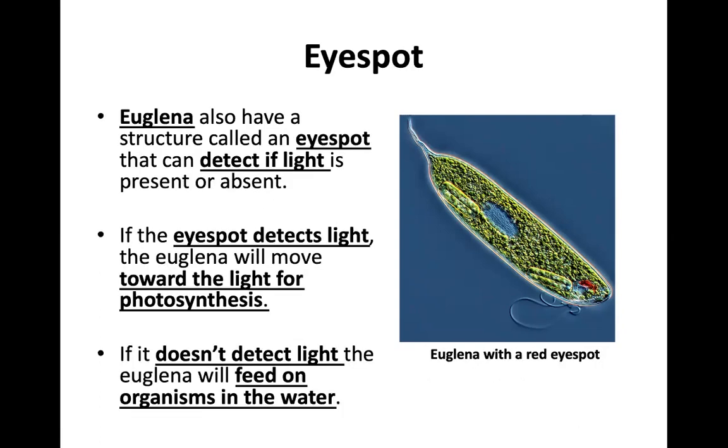Next is an eye spot, and this is exactly what it says it is. So euglena also have a structure called an eye spot, and this is used to detect light. So they can detect if light is absent or present. If it detects light, the euglena will move toward the light for photosynthesis. And if it doesn't detect the light, the euglena will feed on organisms in the water. Okay? So the eye spot is used for detecting light.